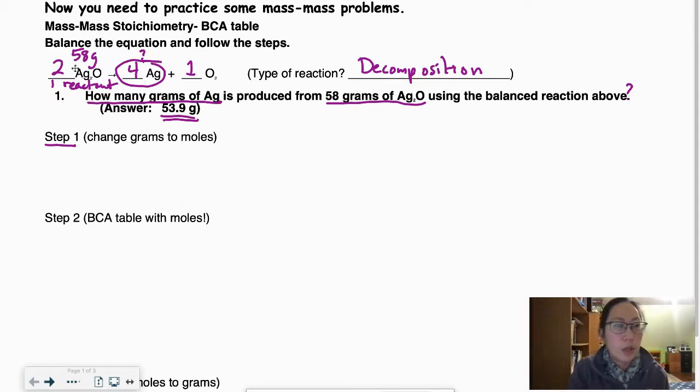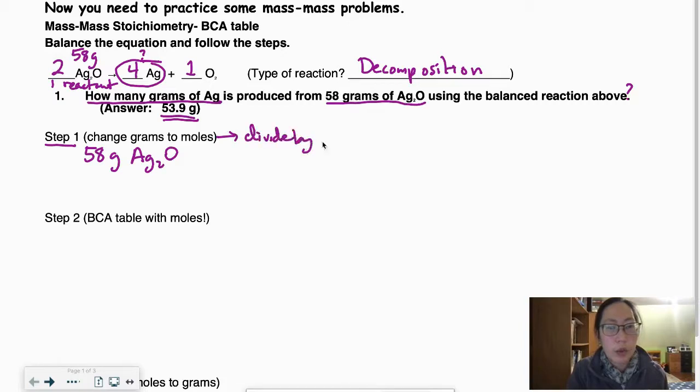So the first thing is we've got to take this 58 grams of Ag2O and we need to change to moles. To change from grams to moles, we divide by the molar mass, by our grams per mole. Okay, so over here, I'm going to do my work for this.